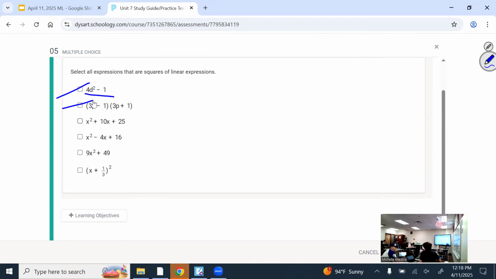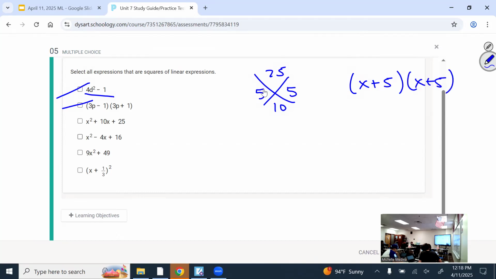What about this one? Would this be a square of a linear expression? You have to probably factor it to see. That's probably the easiest way, in my opinion. What 2 numbers multiply to 25 and add to 10? And because it's the same exact number, same exact sign and everything, that is going to be one of the answers. There might be more, there might not be.